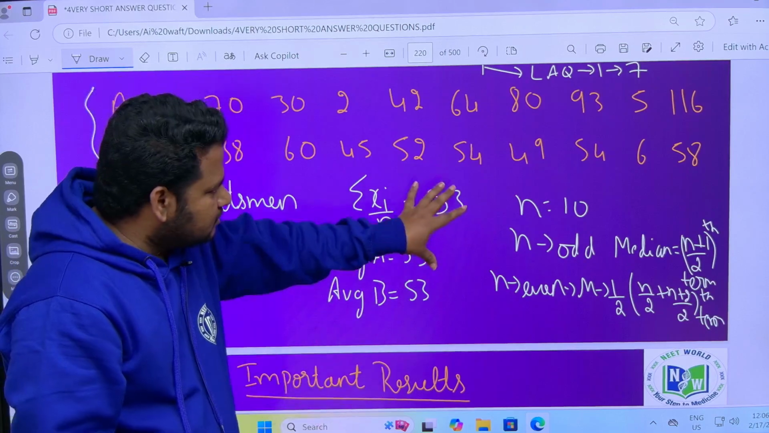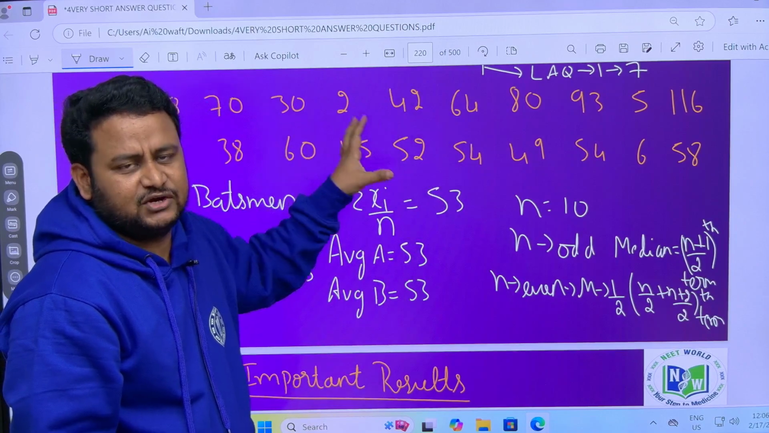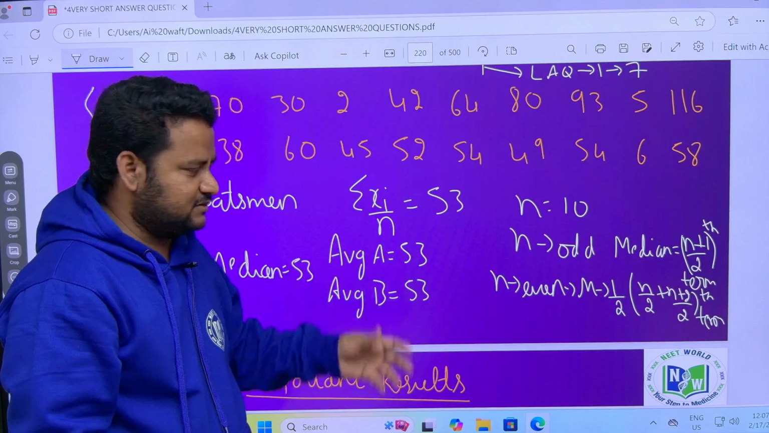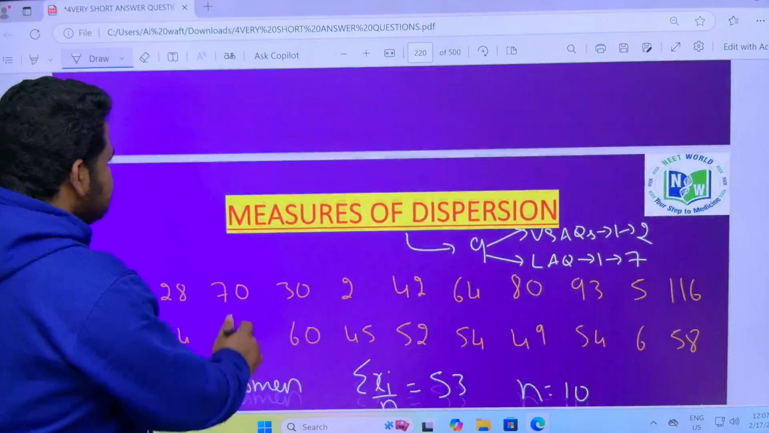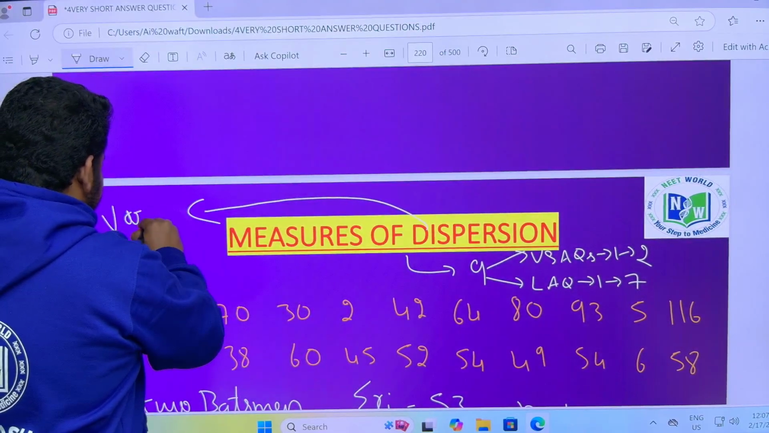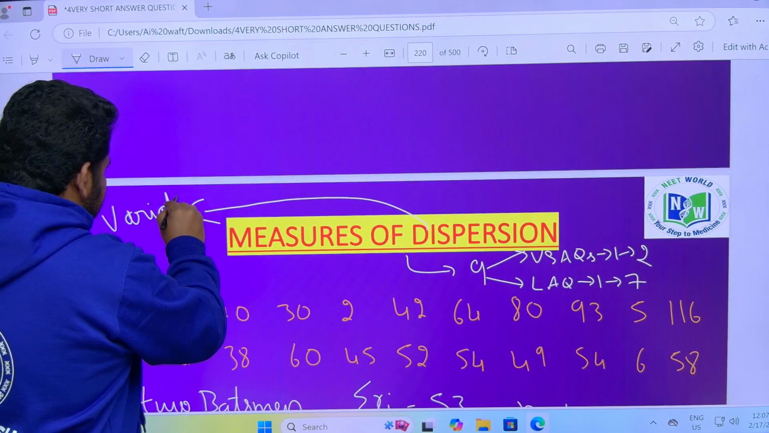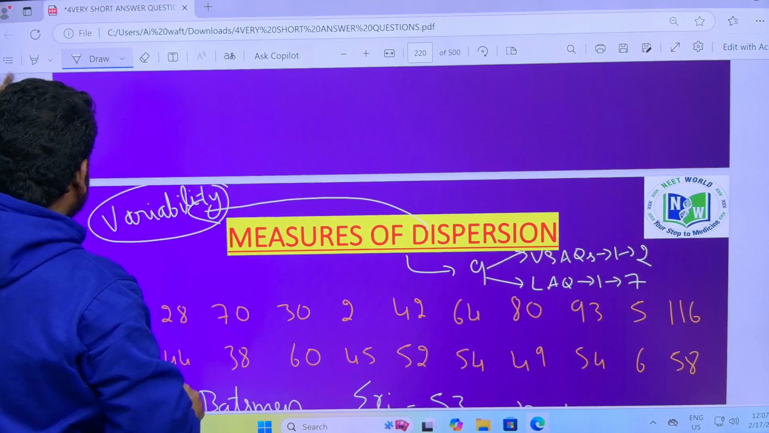To find a solution to such scenarios, measures of dispersion will help us. What does measures of dispersion do? It measures the variability. Variability will be measured by measures of dispersion.